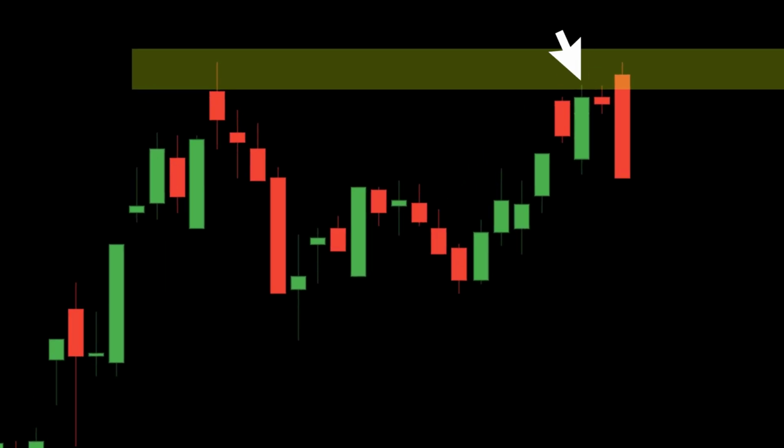The first candle is a strong green candle, indicating buying pressure. The second candle is a doji, showing indecision between buyers and sellers. The third candle is a large red candle, closing below the lows of the previous 2 candles.